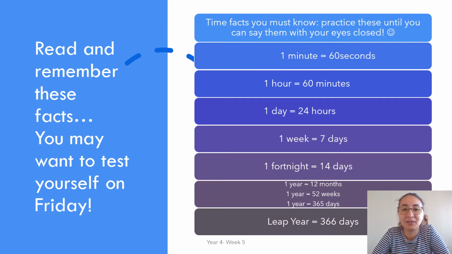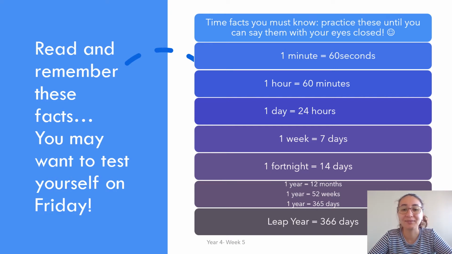In 1 day, we have 24 hours. We know this because midnight to midday is 12 hours, and then the other 12 from midday to midnight is another 12 hours. So altogether 24. 1 week is the same as 7 days. I think we're pretty good at that one. We know that we've got 5 school days and 2 weekend days. 5 plus 2 is 7.